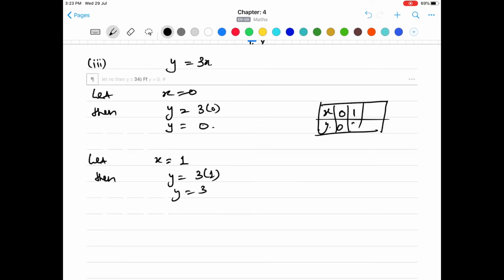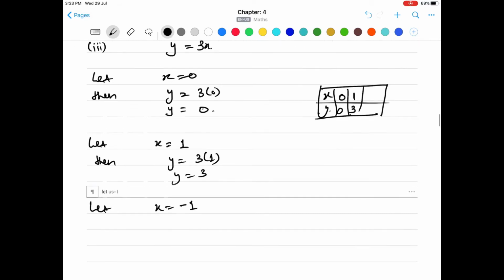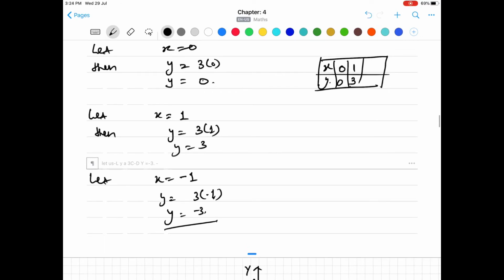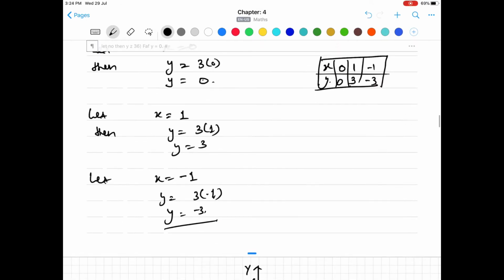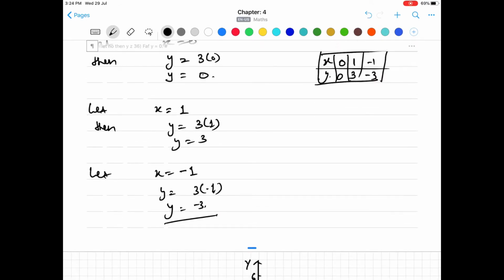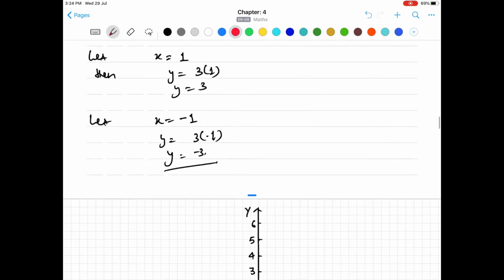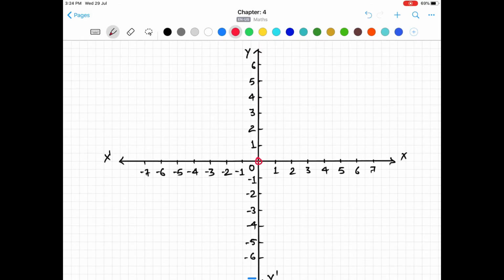So on taking x equals to 1, we are getting y equals to 3. Similarly, let x equals to minus 1. So y will be equals to 3 into minus 1, or y will be equals to minus 3. So we got another solution: when x is minus 1, y is minus 3. Now we'll plot these points on the graph paper. First point is 0 0, that means at the origin. Second is x 1 and y 3. x 1 is here, y 3 will be on the upper side here.